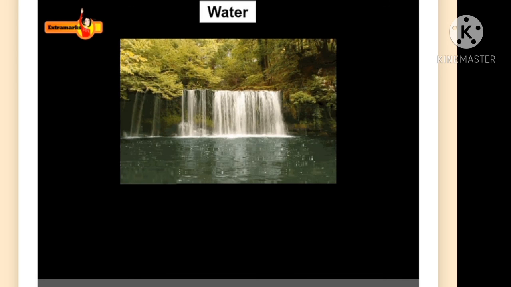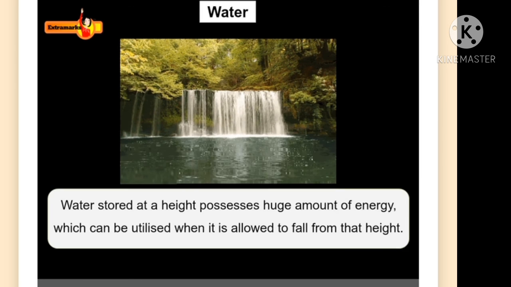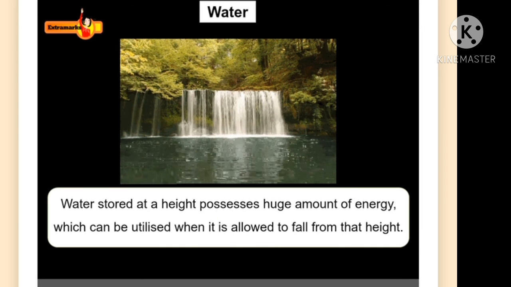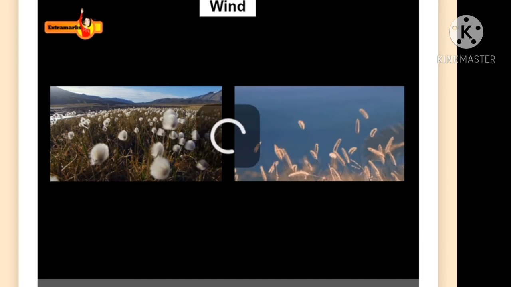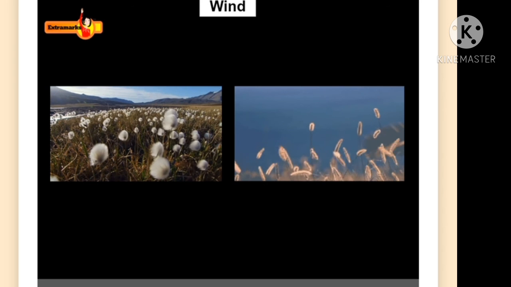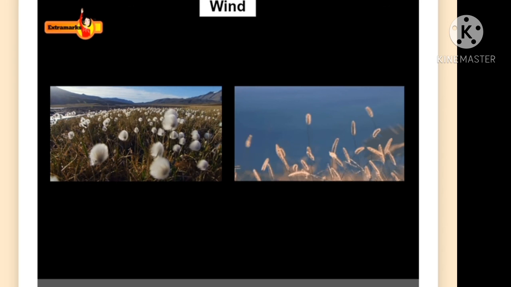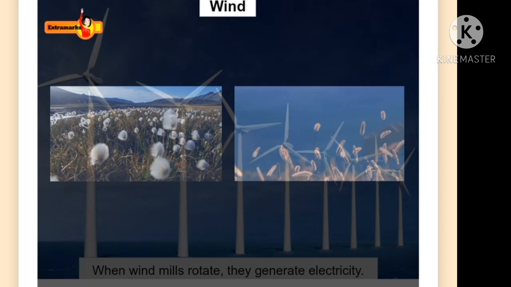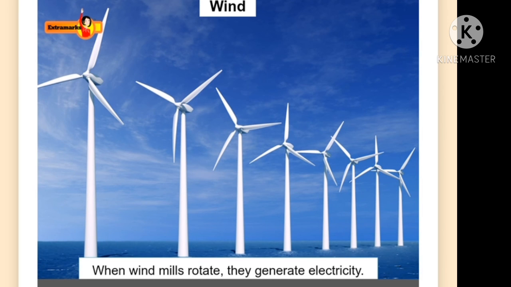The next alternative source of energy is water. Water stored at a height possesses huge amount of energy, which can be utilized when it is allowed to fall from that height. The next source of energy is wind. Moving air is known as wind. When windmills rotate, they also move the turbines connected to them and thus they generate electricity.